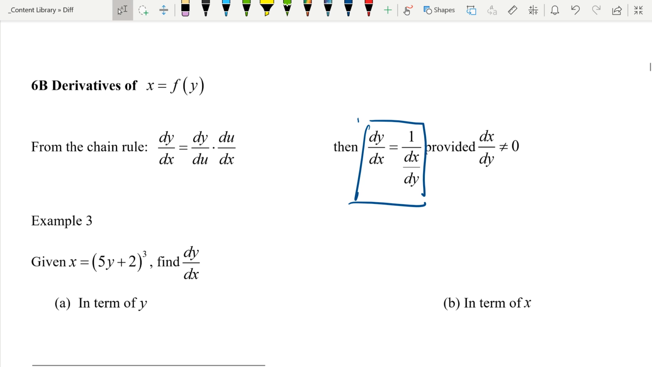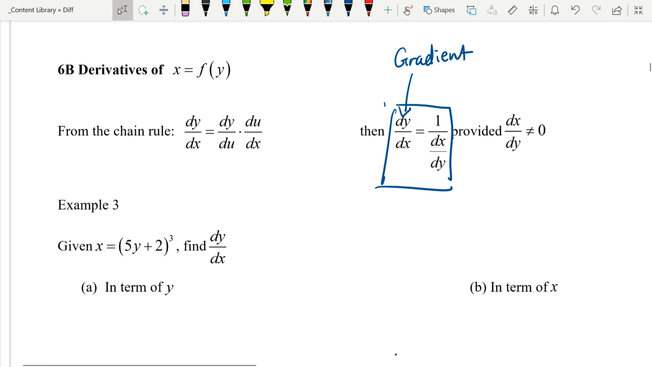Any time a question talks about the gradient, that refers to dy/dx. It doesn't matter what the question is. If it asks you for the gradient, it's asking you to find the dy/dx value, not dx/dy. So dy/dx always means gradient. This is the first derivative.